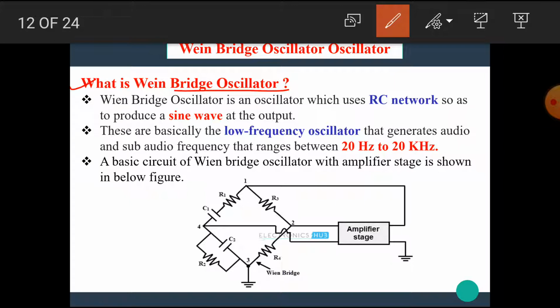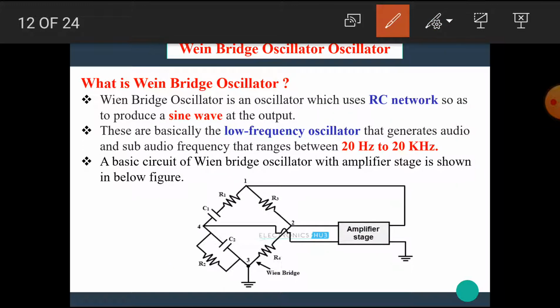What is Wein bridge oscillator? Wein bridge oscillator is an oscillator which uses RC network so as to produce sine wave at the output. That means this is known as the Wein bridge, in which we can see here that the R and C components are used. There are two types of combinations of RC, one is serial and one is parallel. These are basically low frequency oscillators that generate audio and sub audio frequency that ranges between 20 Hz to 20 kHz. A basic circuit of Wein bridge oscillator with amplifier stage is shown in figure below.